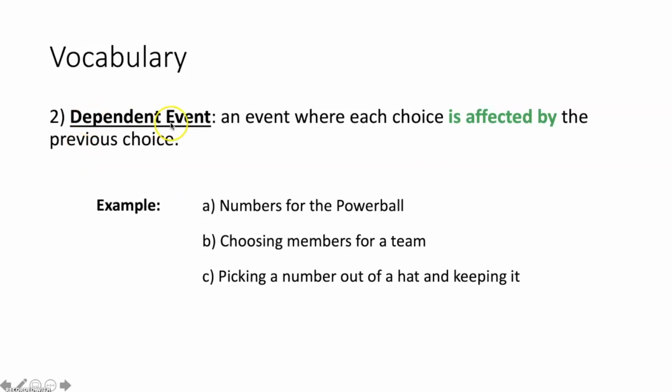Next vocabulary term would be a dependent event. That would be an event where each choice is affected by the previous choice. So down here you can see we have 3 examples of dependent events. The first one would be choosing numbers for the Powerball.